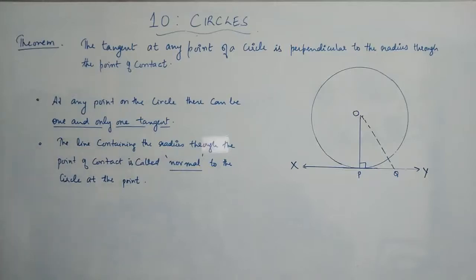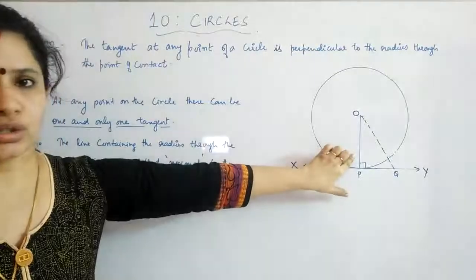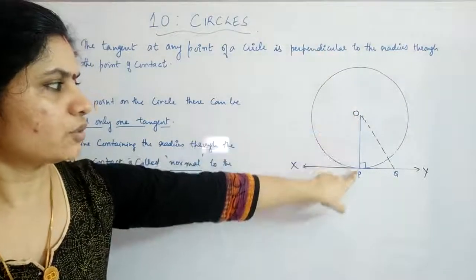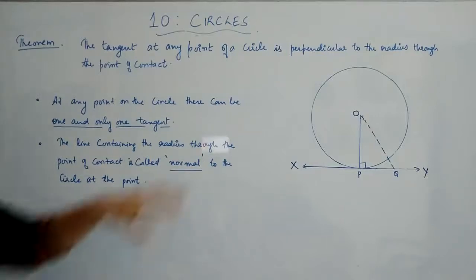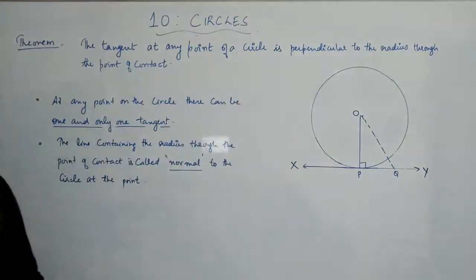And the second thing is the line containing the radius through the point of contact. This is the point of contact. So the radius through the point of contact is also known as the normal to the circle at that point. Normal means the same as perpendicular. So since the radius is perpendicular to the tangent, it is also known as the normal.